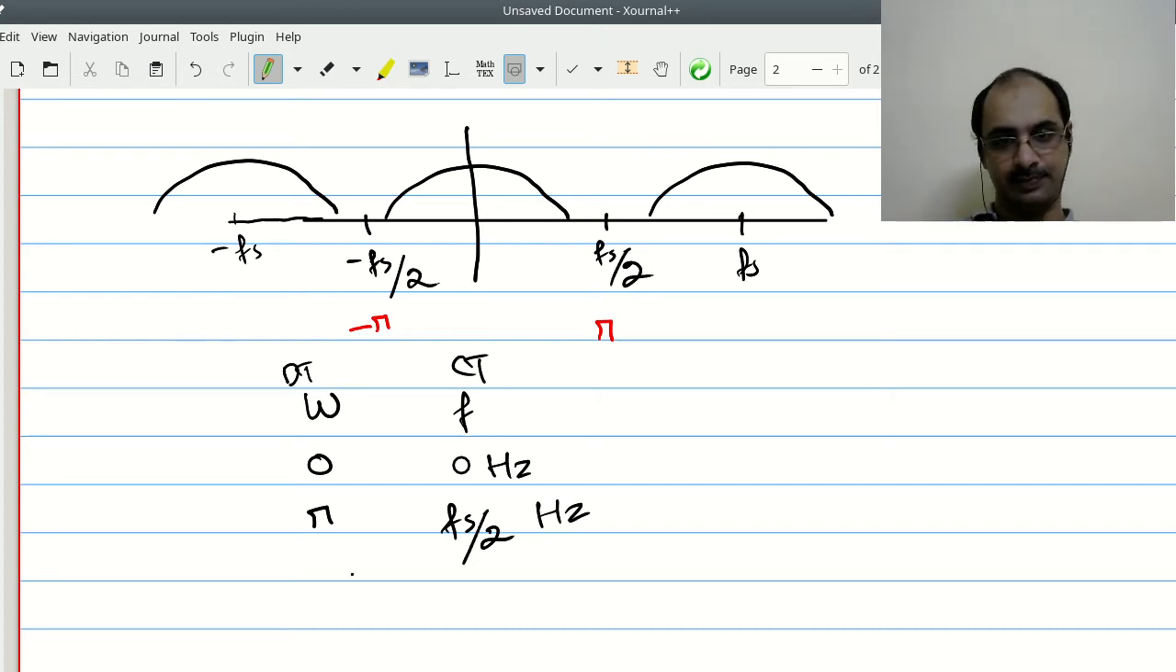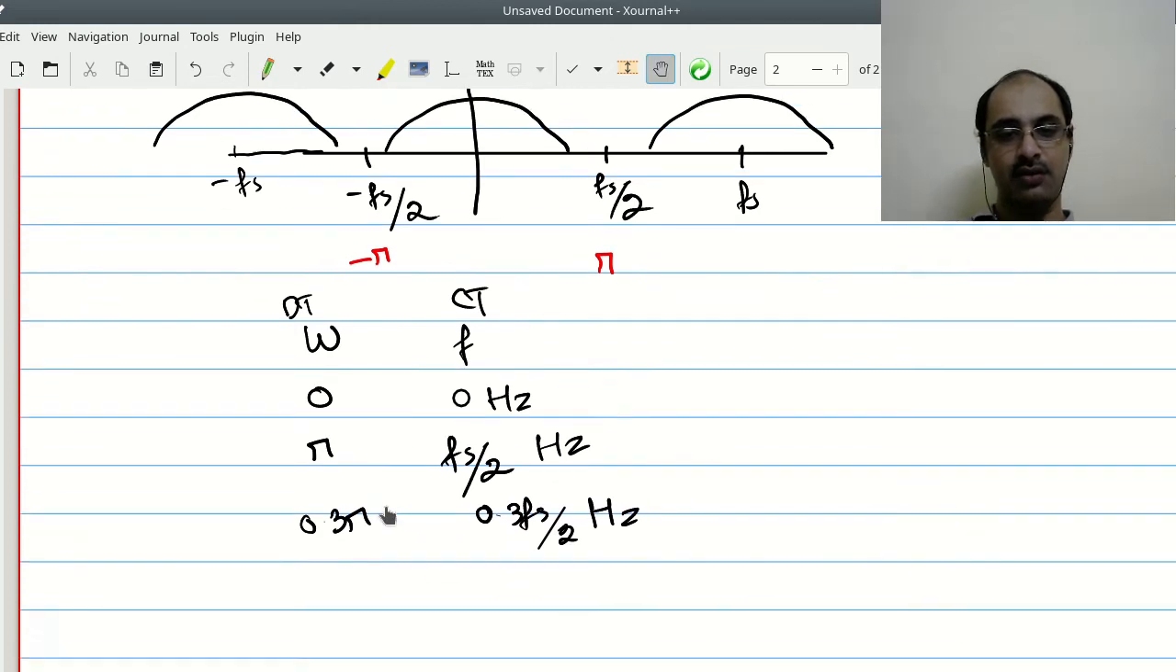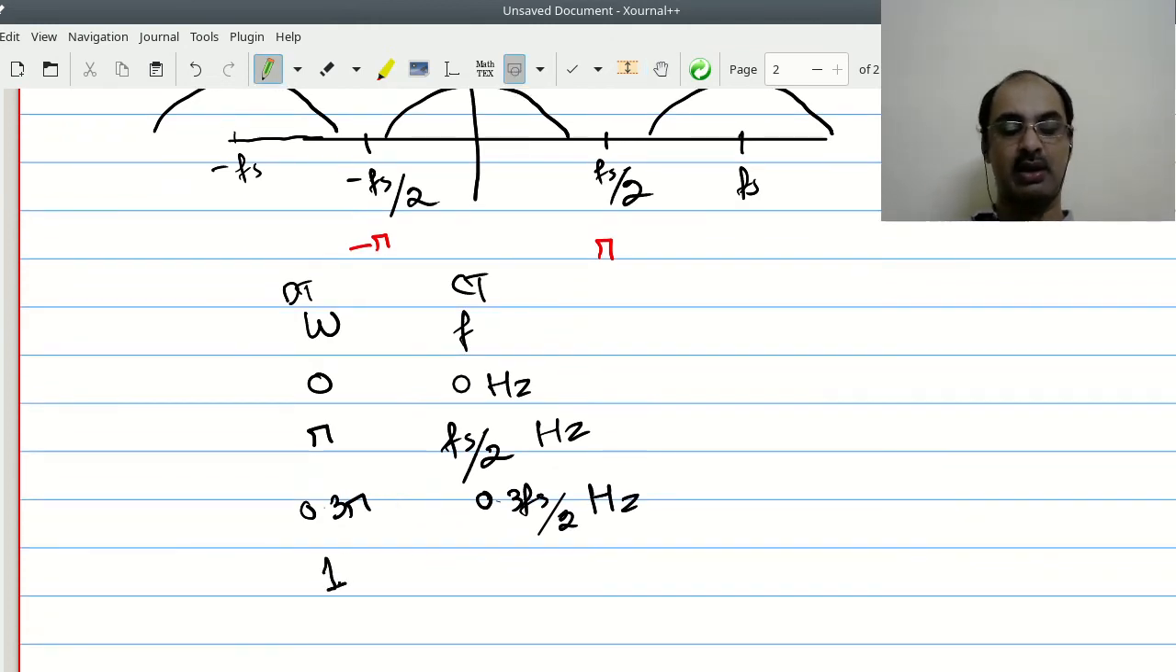You can see, there's a linear relationship. So if I ask you something like 0.3 pi, that will correspond to 0.3 fs by 2 in hertz. Or if I ask you for omega equal to 1, then it will be fs divided by 2 pi hertz. Just linear scaling, because pi corresponds to fs by 2, and 1 corresponds to fs by 2 pi hertz.